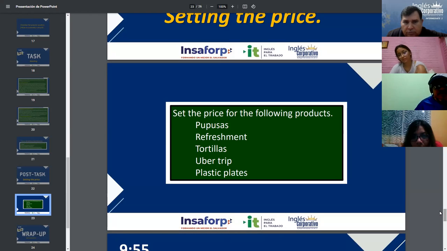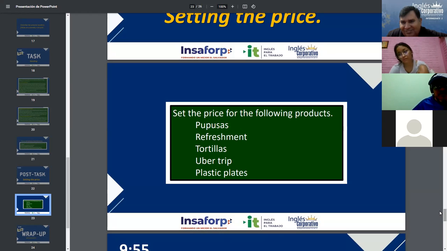The pupusas, 50 cents to $1. $1 to $1.50 can be the average. Tortillas, 4 per quarter.